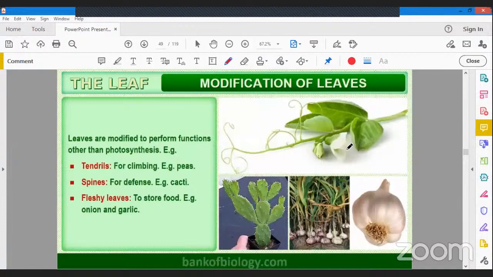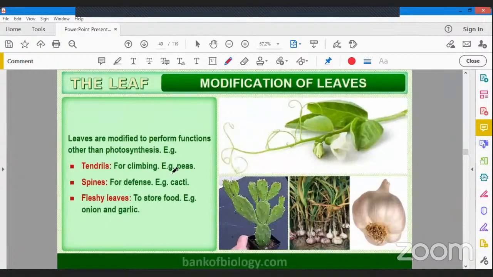Okay, we will come to modification of leaves. Remember I told you about tendrils. Tendrils arise from axillary bud stem modification. Here you have modification of the leaves. The primary function of leaves is to perform photosynthesis, but sometimes they are modified for functions other than photosynthesis. Example, in the case of tendrils.